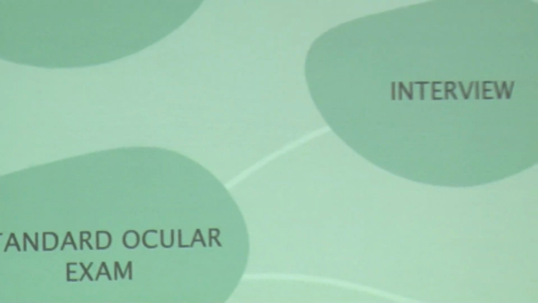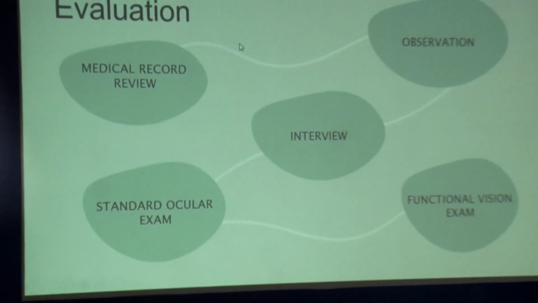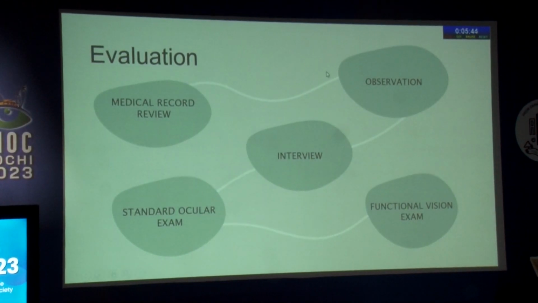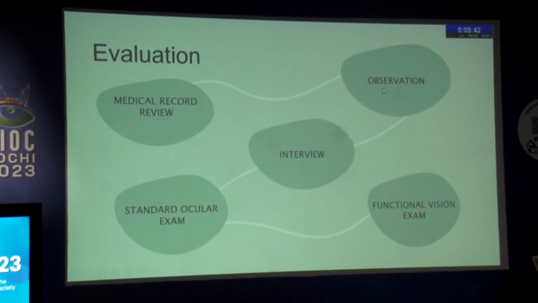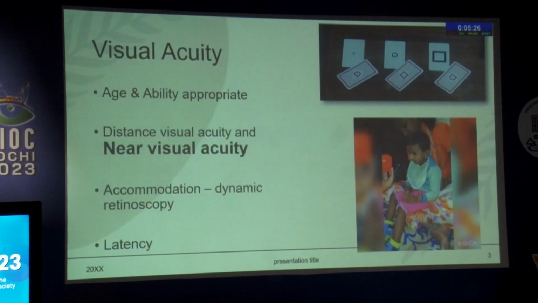So the evaluation from routine pediatric is different in the sense that you'll have to do a thorough medical record review for other problems and perinatal problems that are in the child and the drugs that the child is on. And also observe the child when the child comes into your clinic. An interview from caretakers and the specialists is very important. With a standard ocular examination and best corrected glasses, a functional vision exam is mandatory in every child with CVI.